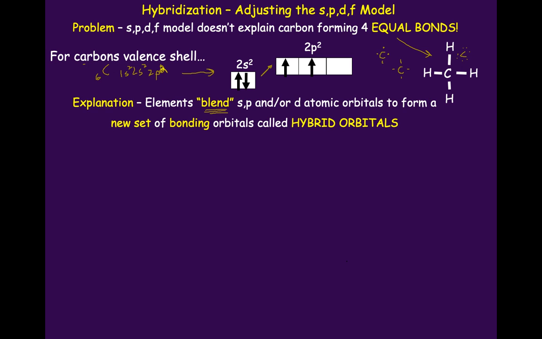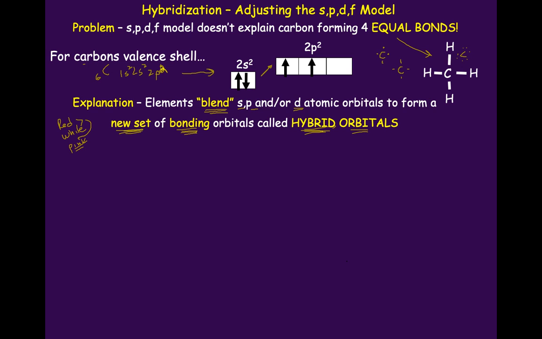The solution to this is what scientists have realized: carbon will blend its S and P, and you can also do this with D, so we're not going to do this yet. We'll do this later on with the D, to form a new set of bonding orbitals called hybrid orbitals. And again, if you recall, a hybrid is a mixture of things. So if you had a red rose and a white rose and you hybridized those, in biology, in genetics, you would end up getting a pink rose. But a pink rose is a new rose. It's a new thing that's caused by the blending of the genes. So again, a new set of bonding orbitals called a hybrid orbital.